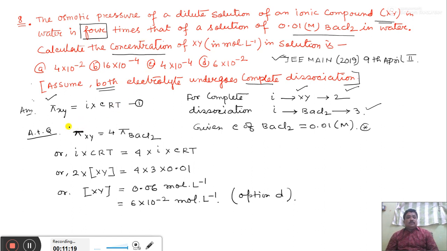Now, according to the question, the osmotic pressure of XY is 4 times that of BaCl2. So pi of XY is equal to 4 into pi of BaCl2. Now, in place of pi of XY, we write i into CRT, and in the case of pi of BaCl2, we write 4 into i into CRT. So the concentration of XY becomes 6.6 into 10 to the minus 2 mole liter inverse. So option D is the right option.